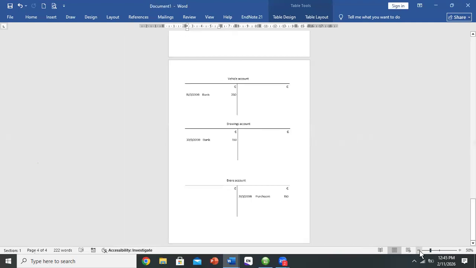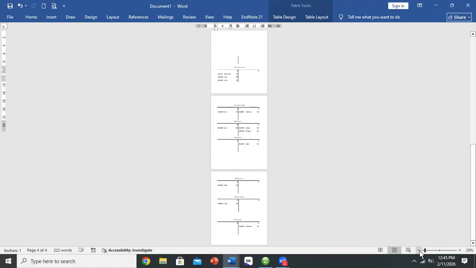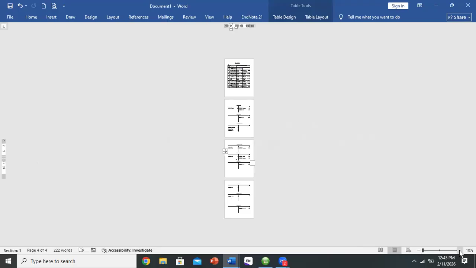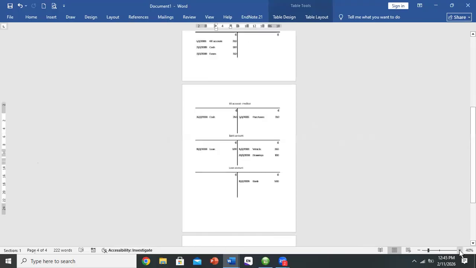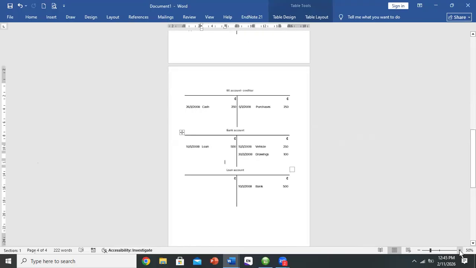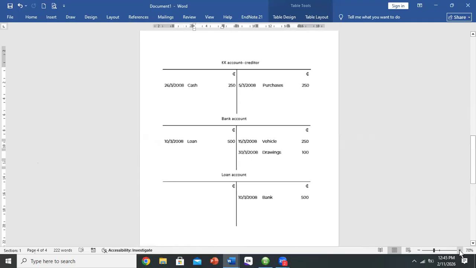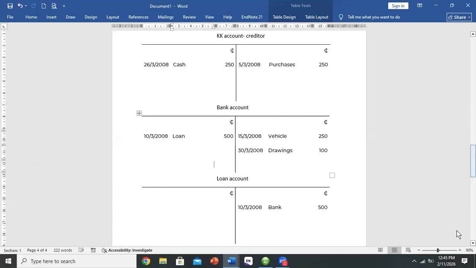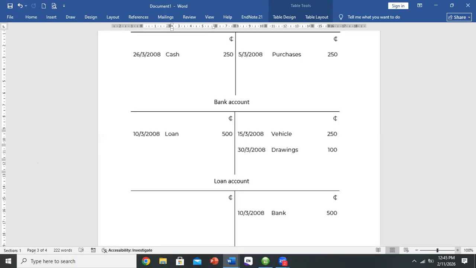So it's becoming too smallish, but I think you appreciate how the accounts are going to be. In your exercise book, when you are given the questions, you can see how many times an item is appearing, so that when you open the T account, you know how many lines to draw or leave.